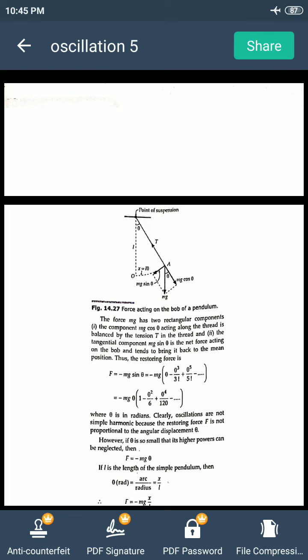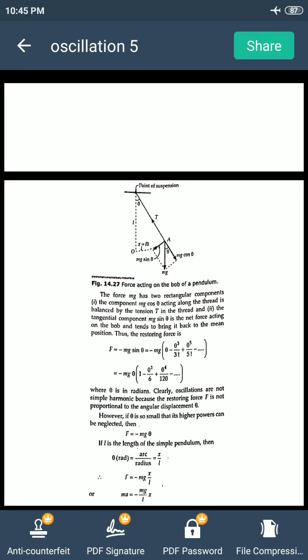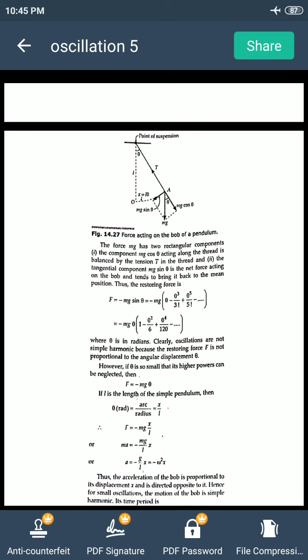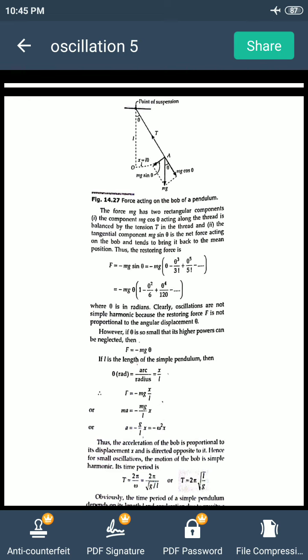It tends to bring it back to its mean position. Now if you know the sin theta series, how can we elaborate? We know that sin theta is theta minus theta cube by 3 factorial plus theta to the power 5 by 5 factorial minus theta to the power 7 by 7 factorial. After that, if you take theta common, minus mg theta times 1 minus theta square by 6 plus theta to the power 4 by 120 minus dot dot dot, up to higher order terms, where theta is in radian. We know that.